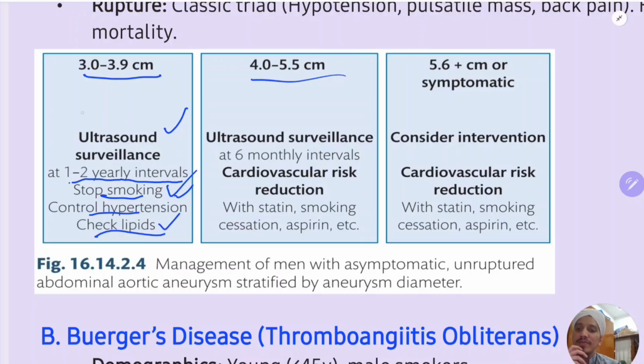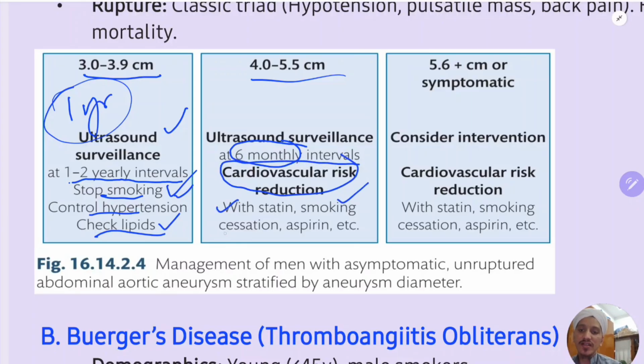If it is 4 to 5 centimeter, you should do sonography every year. Here, if it is 4 to 5.5 centimeter, you will do it 6 monthly now, and you will do cardiovascular risk reduction here. So you will do statin, smoking cessation. Hypertension again you will control, sugar you will control. One thing is, you will add aspirin here. This is one important point for 4 to 5.5 centimeter.